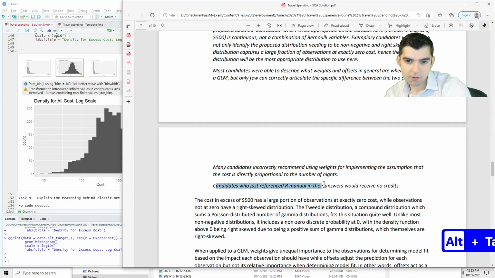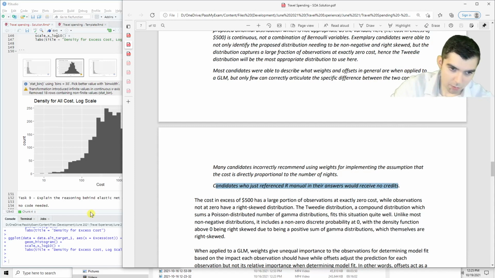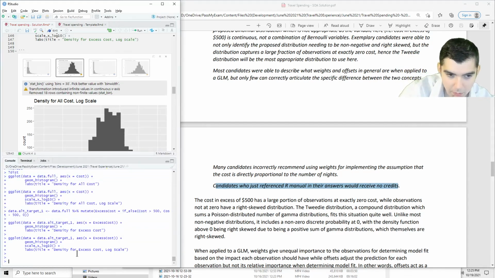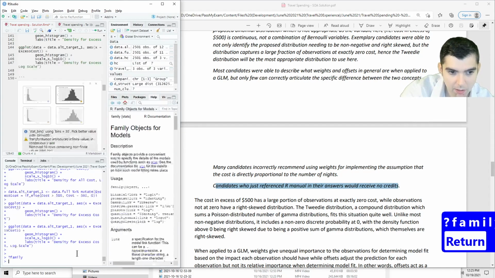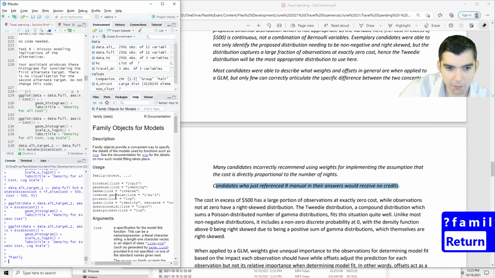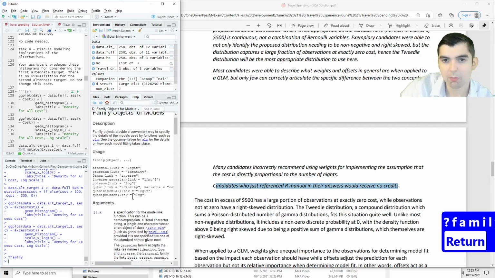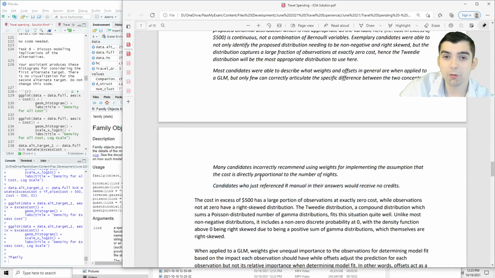Candidates who just referenced the R manual in their answers would receive no credit. You can use the R manual. Like if you look at question mark family, you do get some info on the different parameters and the distributions. Don't copy and paste, but use that to refresh your memory.